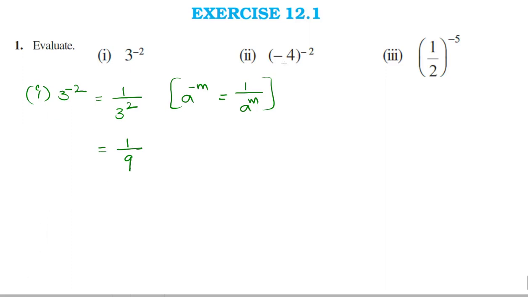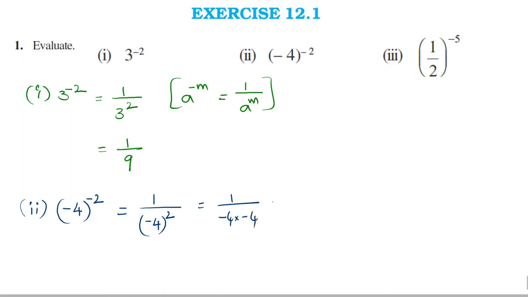Now let us take the second question, that is negative 4 whole to the power of negative 2. We can use the same identity, a to the power of negative m equals 1 by a to the power of m. So this can be written as 1 by negative 4 whole square. Negative 4 times negative 4, negative into negative is positive, 4 into 4 is 16. So that is equal to 1 by 16.